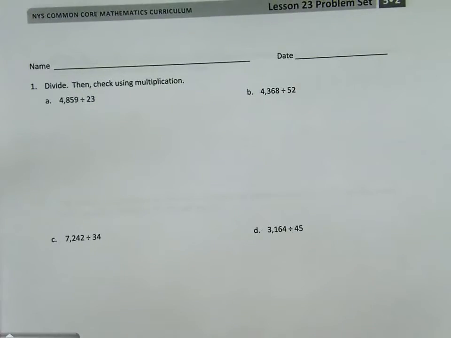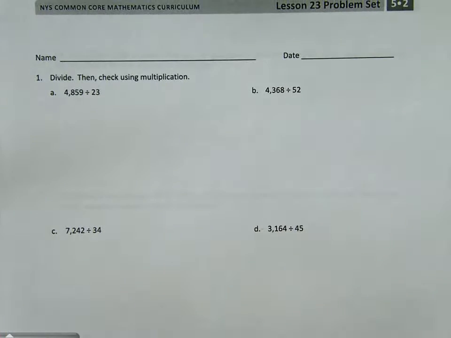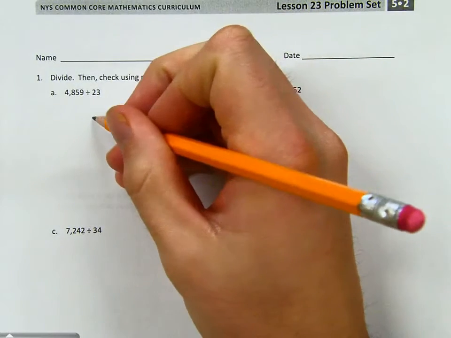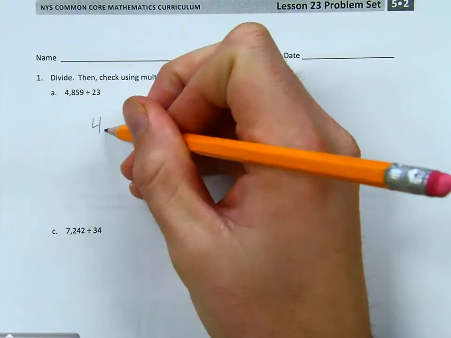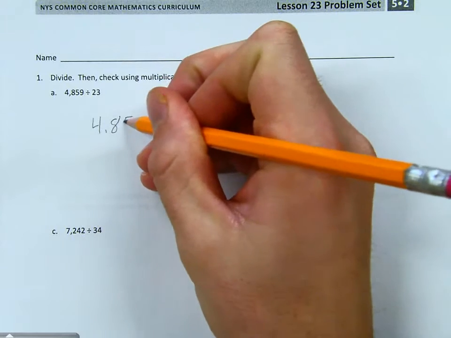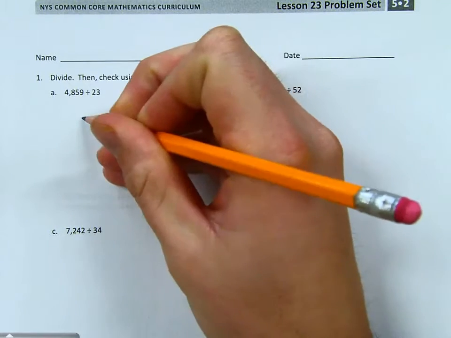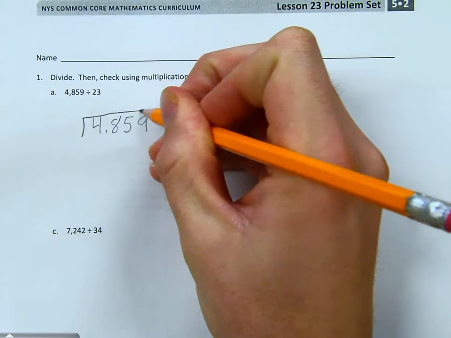If you look at number 1, it says for these we're going to divide and then check using multiplication. So no different from what we've been doing. We are going to have to do 4,859 divided by 23.